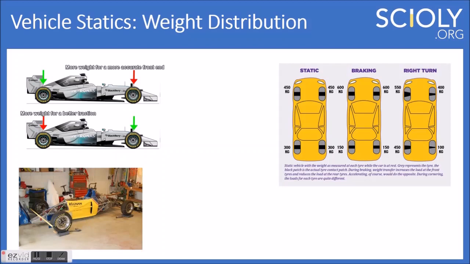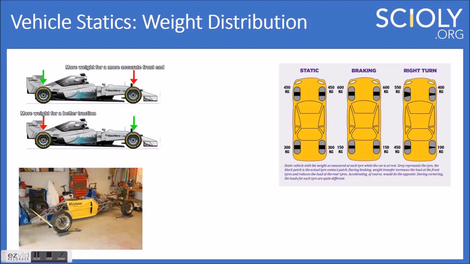There are advantages and disadvantages to having differences in your weight distribution. More weight on the rear end can give you much better traction when you're accelerating. But having a larger weight on the front end will make your turns more accurate, because you'll have a larger frictional force on those front wheels when you're turning, and it'll reduce any kind of slip.